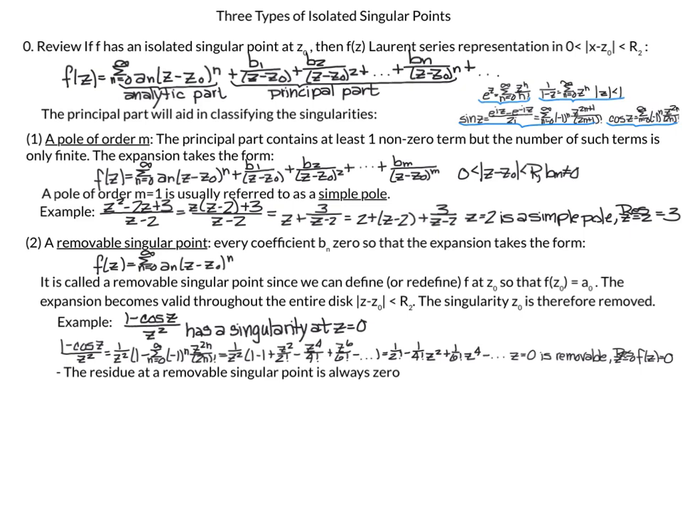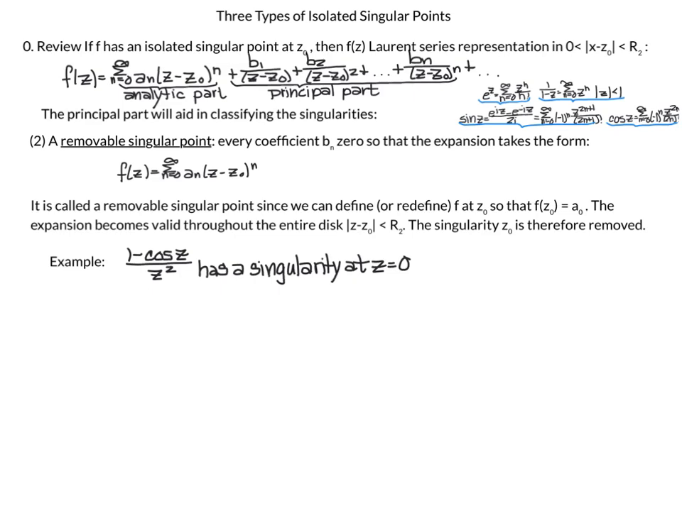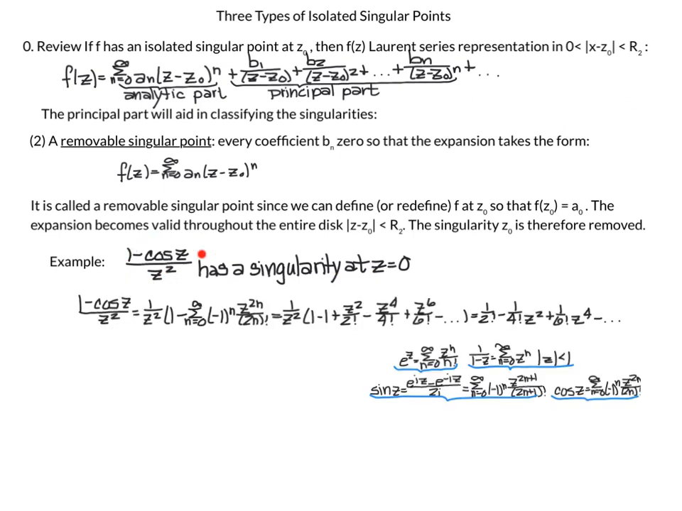The next type of singularity is a removable singular point where every coefficient b sub n is equal to 0, so there's really no principal part. Our example is 1 minus cosine of z over z squared, and we can see we have a singularity at z equals 0. When we expand this out around z equals 0, first we can factor out the 1 over z squared here. And then we still have 1, and then we're going to expand our cosine of z using this series that we found when we worked on Laurent series.